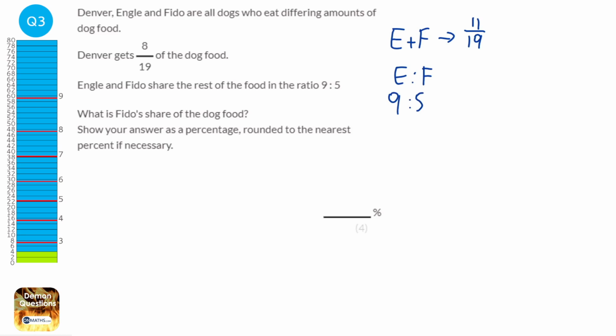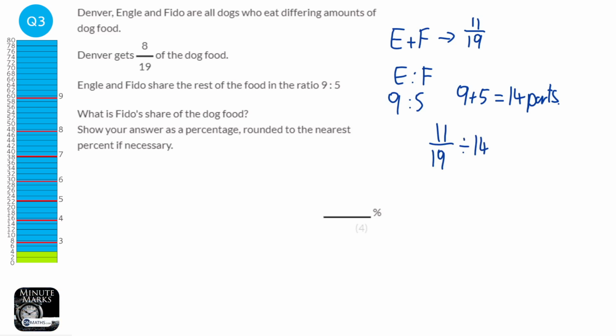Let's have a look and see, first of all, how many parts there are all together. So 9 plus 5, which is 14 parts. So there are 14 parts in total, and the share that they get is 11/19. So what I'm going to do is find out what fraction one of those parts is worth by dividing 11/19 by 14. So each part is worth, and I'm just going to keep this in my calculator, 0.041 and so on.